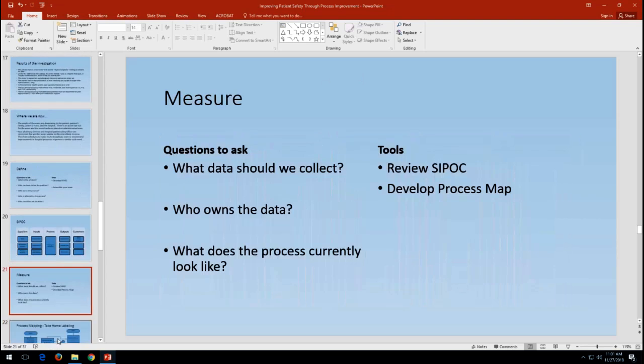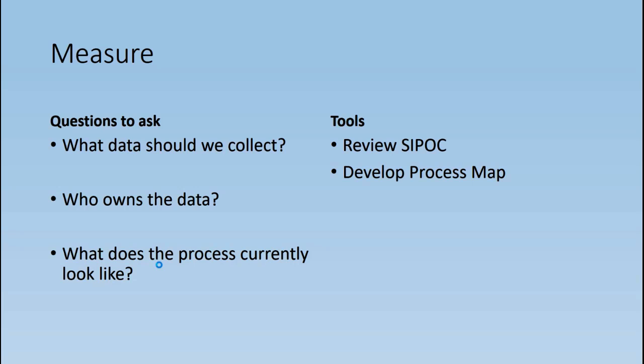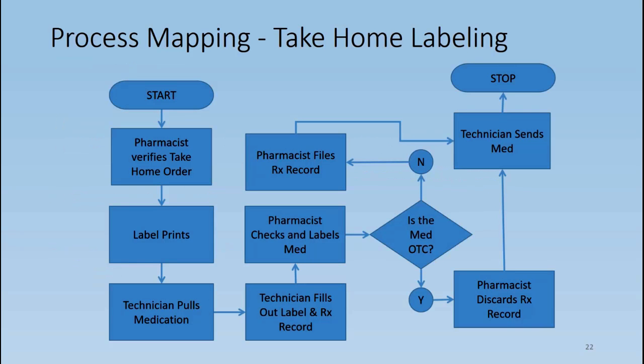So let's go to measure. What I'd like you to do, and this is probably the last activity we'll do today, is talk about measure. Whenever we talk about measure, we need to decide up front what's the data we want to collect, who owns the data, and what does the process currently look like. We need to measure what the process looks like. We can do that best with a process map. SciPoc also helps us with our process map, because we can say, okay, this is the process we're going to map. I'll give you an example of one.